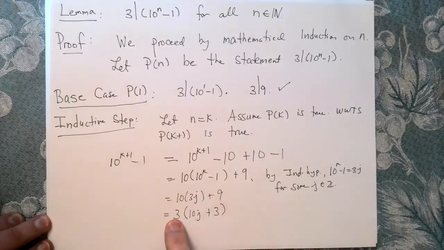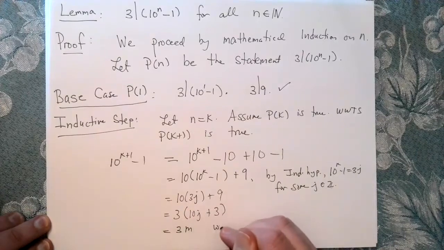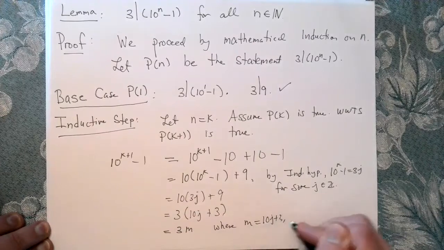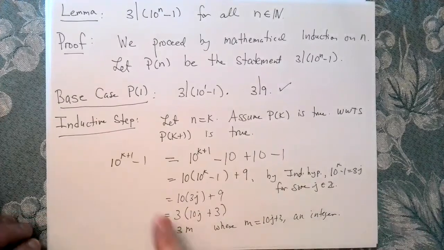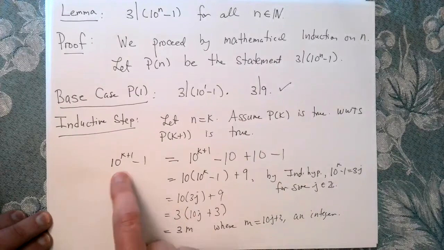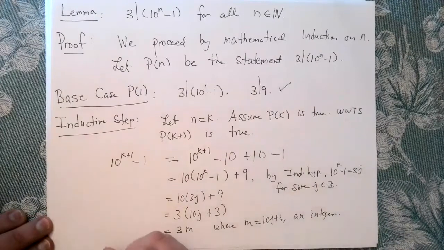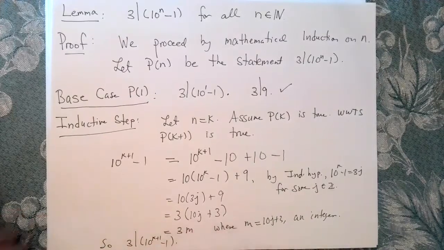But look, I've got 3 times some integer. This is certainly an integer. So this is equal to 3m, where m is equal to 10j plus 3, an integer. But we've shown what we need to show, right? We've got that 3 divides this quantity. So 3 divides 10 to the k plus 1 minus 1. That's what we wanted to show, and we showed it.